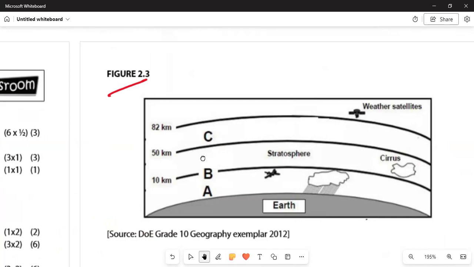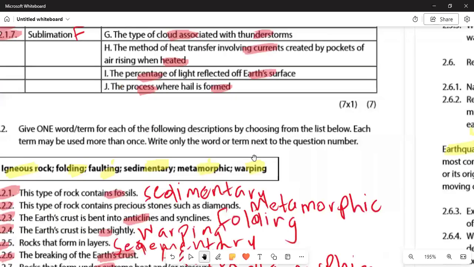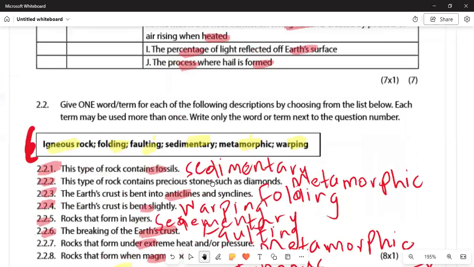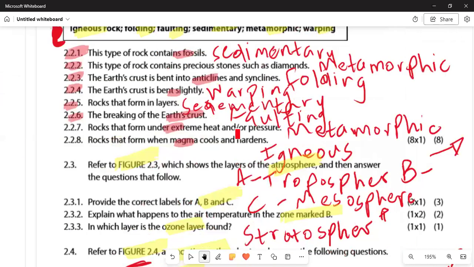And then if ever we are moving on again, we can see that we are still having some other work which we must answer. Then we said A is the troposphere, and B is the troposphere, and C it is called mesosphere. Then 3.2, explain what happens to the air temperature in the zone marked B. So we'll see the zone marked B there. What happens to the air temperature?